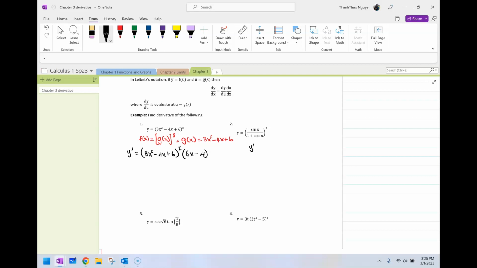Again, y prime here is equal to the derivative of the outer function times the derivative of the inner function. Let's simplify this.